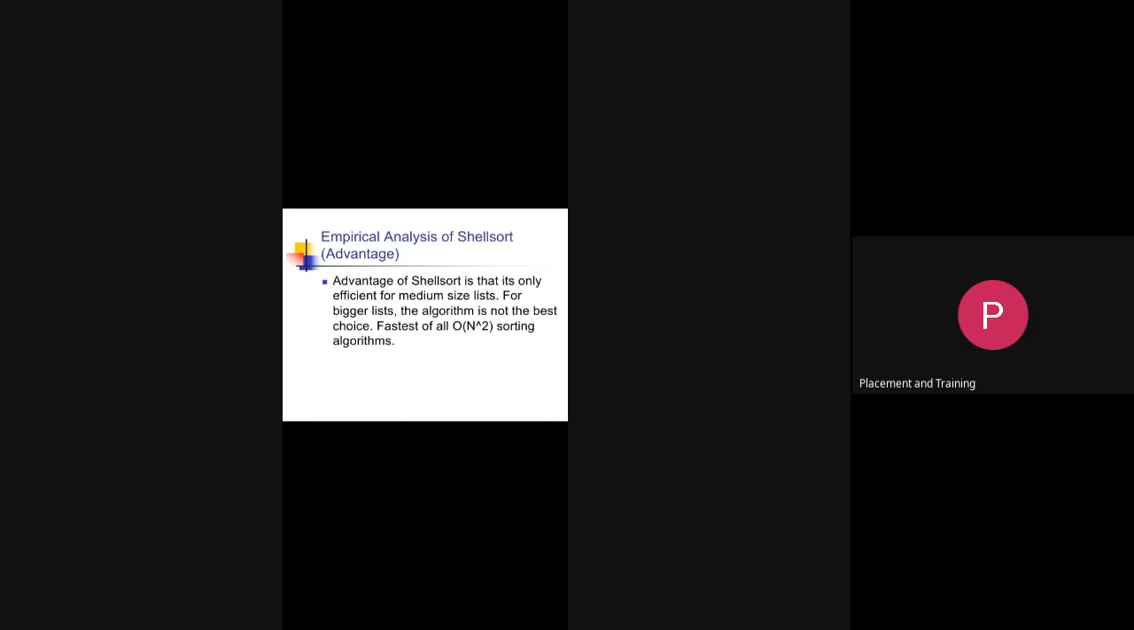In our analysis of shell sort, the advantage is that it is very efficient for a medium sized list, not for a larger list. The fastest of all is going to be of the order of n square, and it is going to be 5 times faster than bubble sort and twice as fast as insertion sort, which has always been its competitor. The reason for this is that in bubble and insertion sort, we consider the adjacent values. The main disadvantage is that it is a complex algorithm and not as efficient when compared to merge, heap, and quick sort. Shell sort is slower than merge, heap, and quick, but it is, however, very simple.